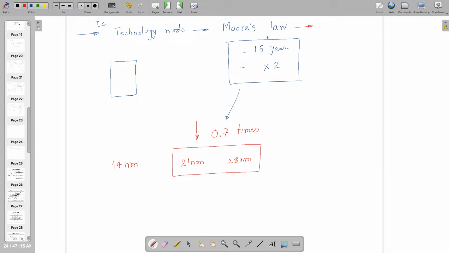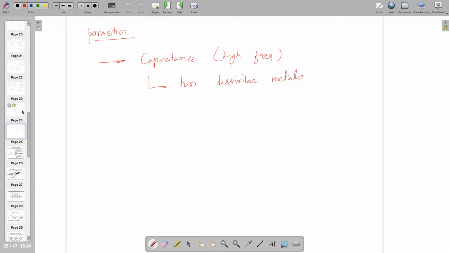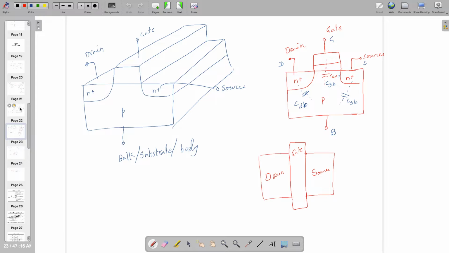So this was about Moore's law, and when we are saying 21 nanometer and 28 nanometer, it's all about this. I'm removing the parasitics, and if you look at the length of this one, or the size of this one, it's known as length, and if you look here, this is known as width.